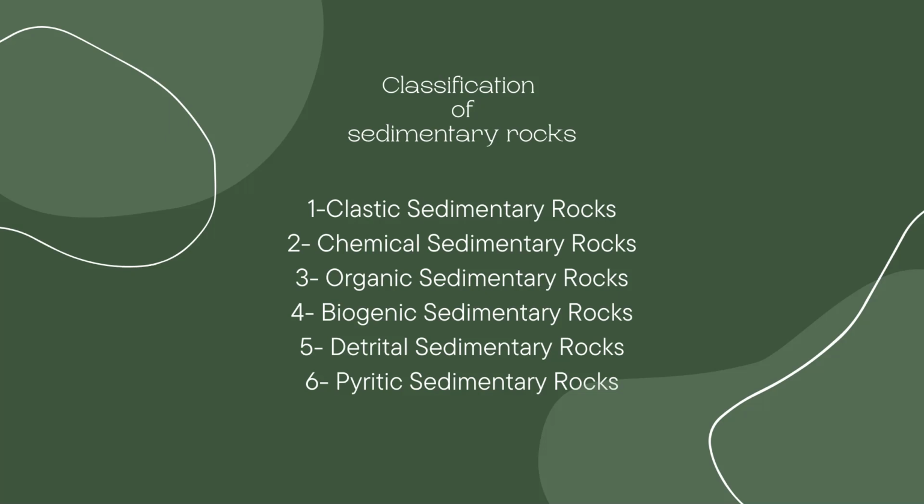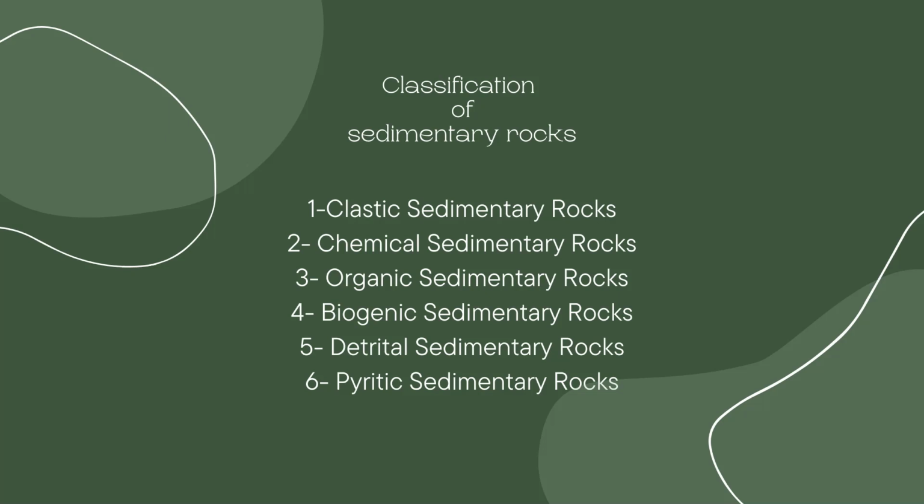They are further classified based on the size of the particles, including conglomerates, large particles, breccias, angular fragments, sandstones, medium-sized particles, and siltstones and shales, small particles. Chemical sedimentary rocks. These rocks form from the precipitation of minerals from water, such as evaporites, e.g. halite and gypsum, and carbonates, e.g. limestone and dolomite.